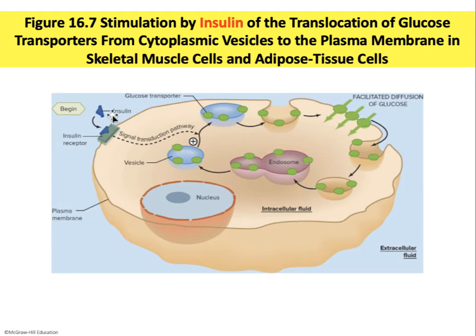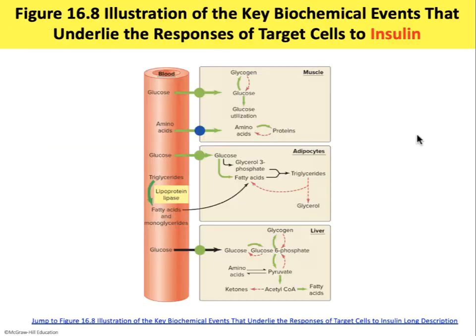When levels of insulin fall, the reverse process takes place and glut receptors are removed from the plasma membrane, therefore reducing the entry of glucose into cells. Application of the knowledge from the previous slide to the three types of tissue that we've been looking at encodes the following biochemical changes, which we can now explain.